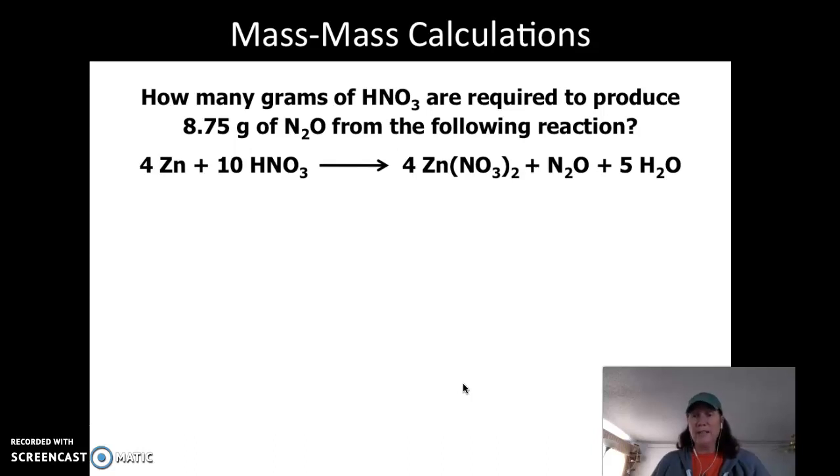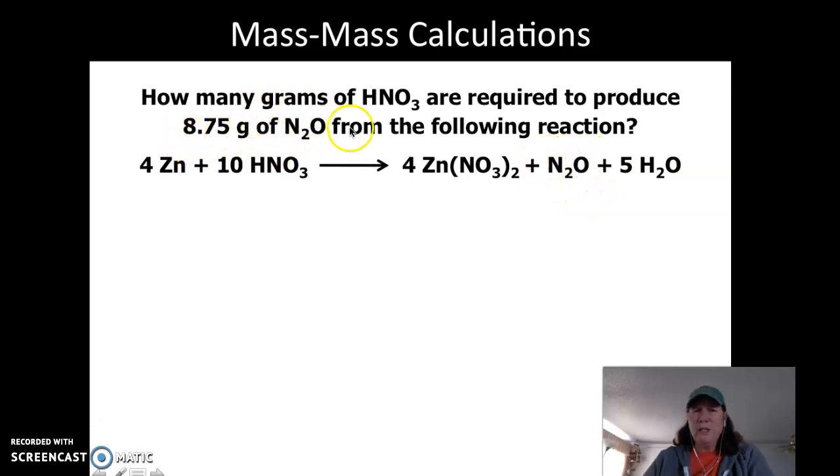You're going to weigh out a reactant, and then you're going to do your experiment, do your reaction, and then you're going to weigh out your product. So that's the only way we can measure things in a lab. So mass to mass makes the most sense. So what happens here is you start with a mass. In this case, we got to produce so much N2O, dinitrogen monoxide, okay? And we need 8.75 grams.